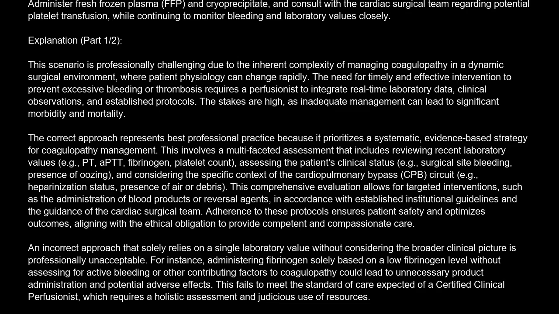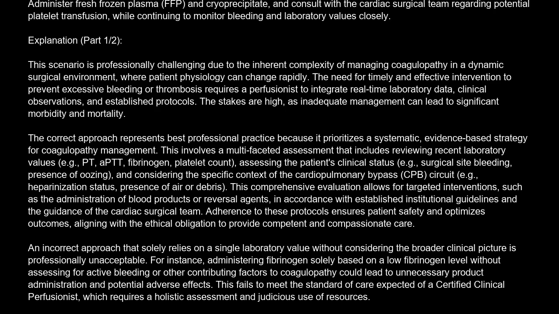The correct answer is B. Administer fresh frozen plasma, FFP, and cryoprecipitate, and consult with the cardiac surgical team regarding potential platelet transfusion, while continuing to monitor bleeding and laboratory values closely. Explanation. This scenario is professionally challenging due to the inherent complexity of managing coagulopathy in a dynamic surgical environment, where patient physiology can change rapidly.